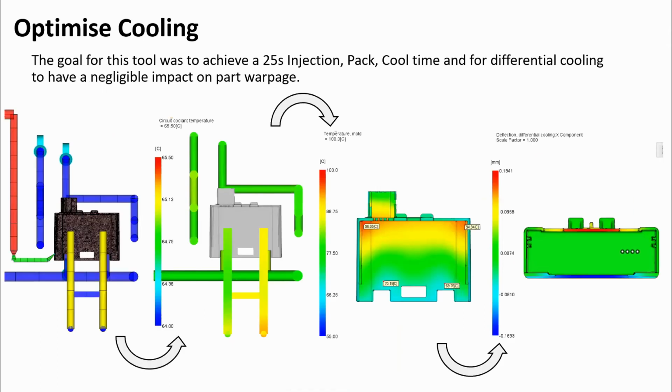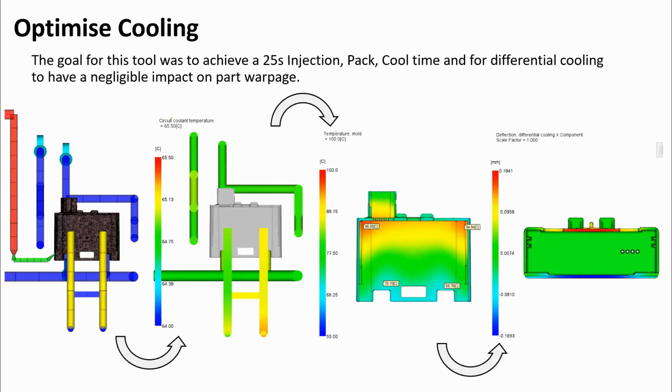Optimizing the cooling then. So the goal for this part was to achieve a 25-second injection, pack and cool time, and obviously for differential cooling to have minimal impact on part warpage. So we didn't want cooling to be one of the driving factors in our warpage result. Originally with our cooling here, we had 2 baffles on the core and we used a single cooling temperature of 65 degrees. This led to some hot spots in the tool up in the top corners and quite a wide range in terms of mold temperature there as well, about 35 degrees. This then had a knock-on effect into our part warpage caused by differential cooling.